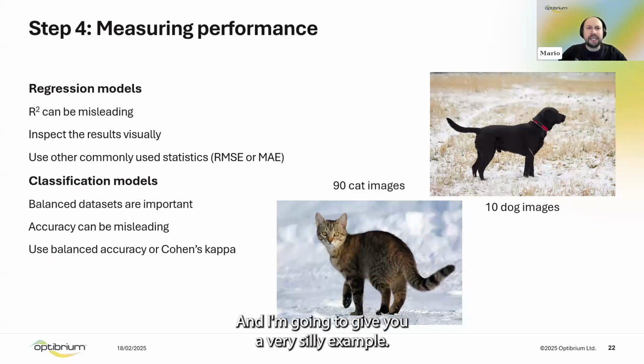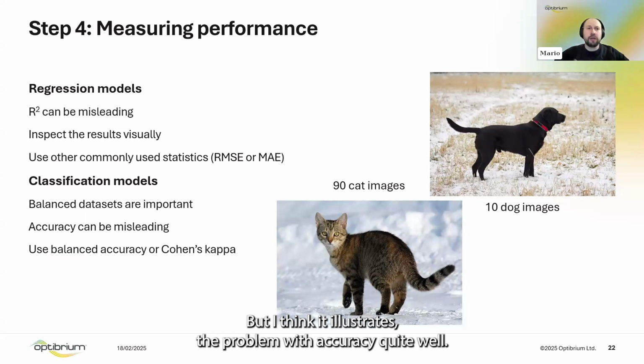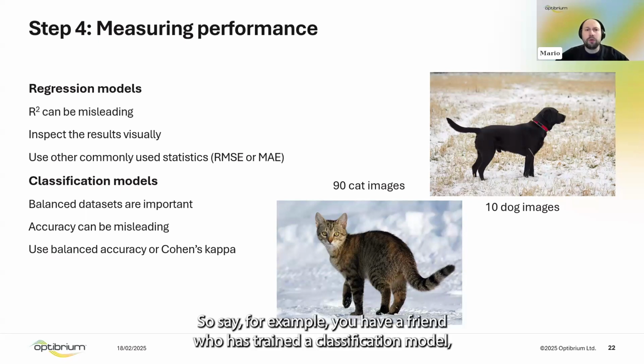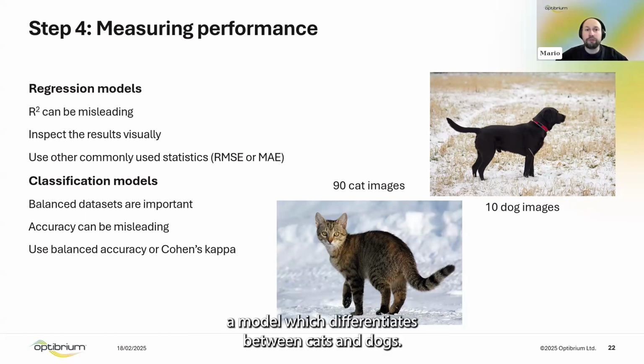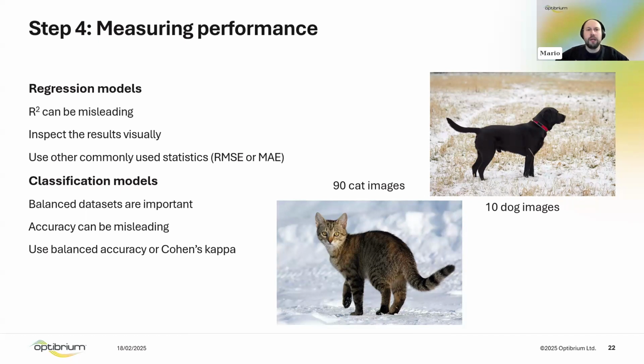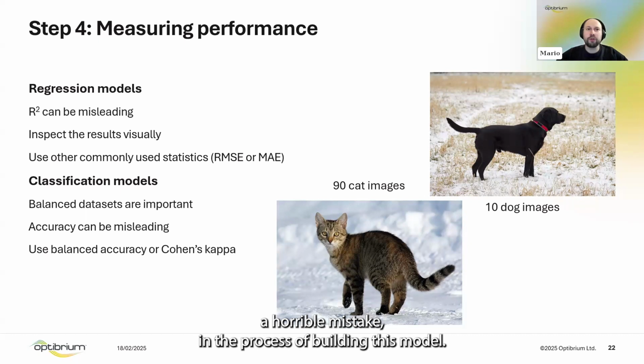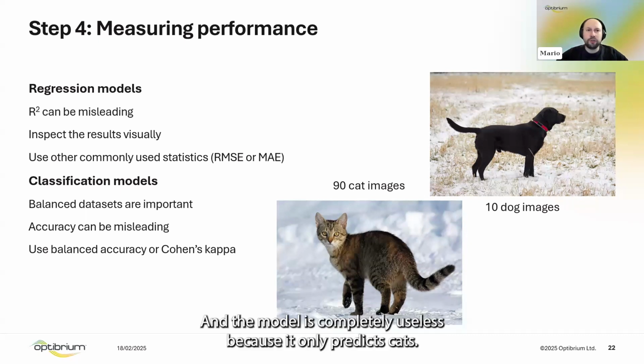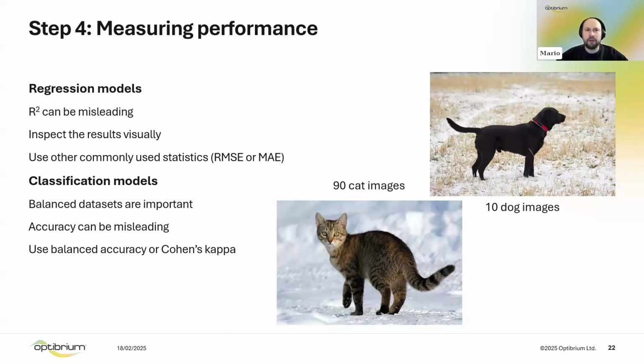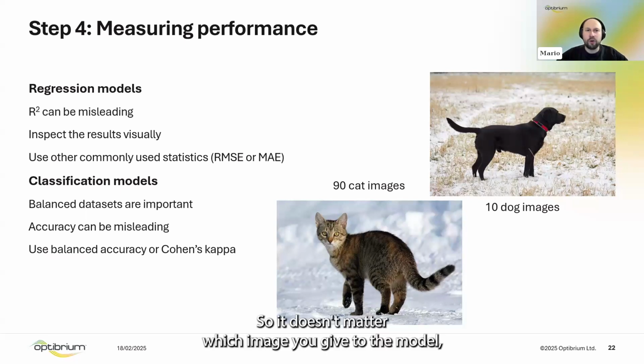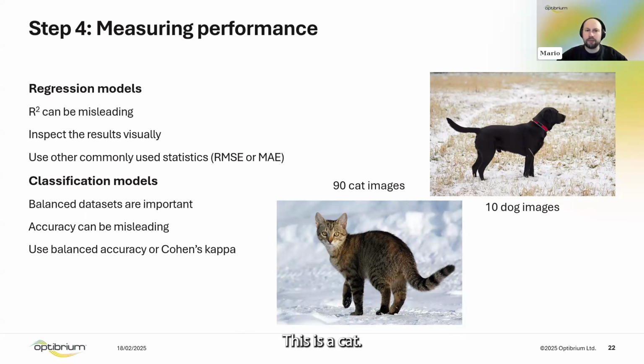And I'm going to give you a very silly example, but I think it illustrates the problem with accuracy quite well. So say, for example, you have a friend who has trained a classification model, a model which differentiates between cats and dogs. So if you feed the model an image of a cat or a dog, it will identify if there's a cat or a dog in your image. Unfortunately, your friend has made a horrible mistake in the process of building this model, and the model is completely useless because it only predicts cats. So it doesn't matter which image you give the model, it comes back with the result: yep, this is a cat.